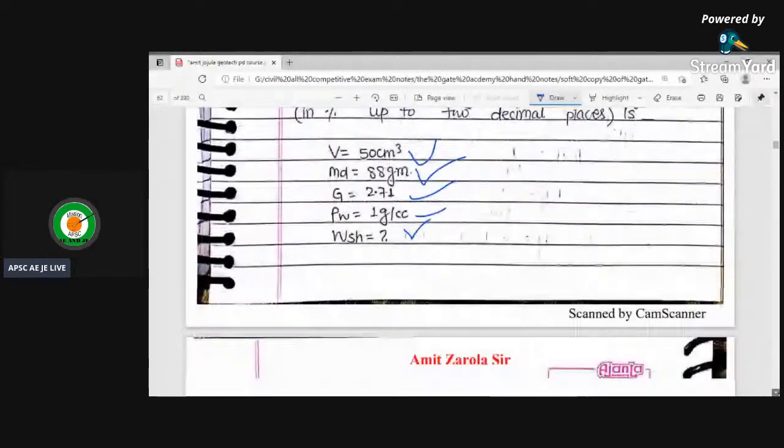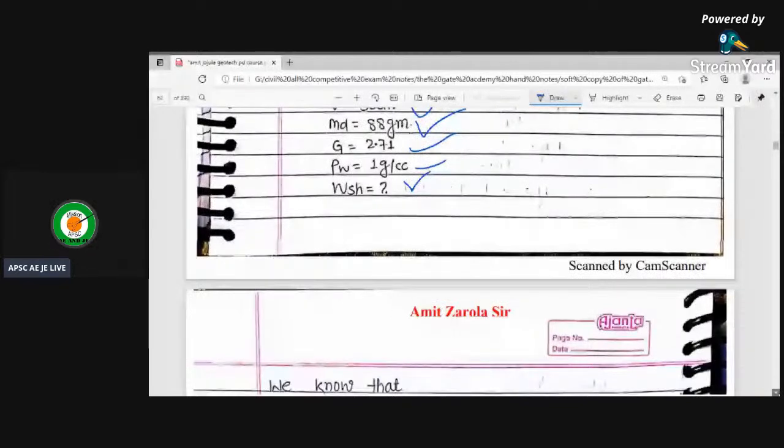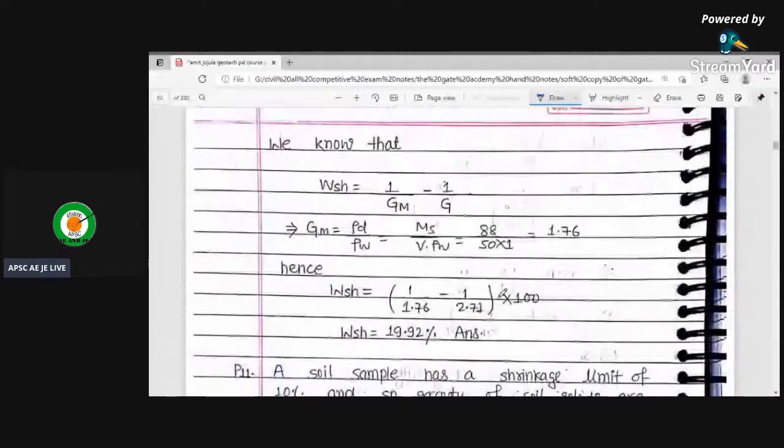So we have a formula for shrinkage limit. WS is nothing but 1 by Gm minus 1 by G. The formula আমি এতিয়া অলপ আগত discuss কৰি আহিছো. WS is nothing but 1 by Gm minus 1 by G. So from there I can find Gm in rho W. Okay, Gm is equal to rho D by rho W, equal to MD by V by rho W.